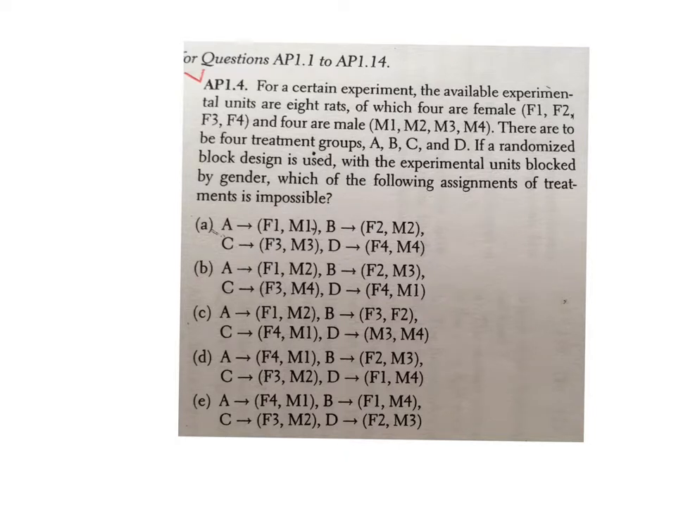Okay, somebody texted me and asked me for a few of these multiple choice questions. So, question number 4 is, which one of these groups doesn't make sense? Which one is not possible? Basically the experiment has 4 female rats and 4 male rats, and they're going to do a randomized block design. So let's take a look at what that means.